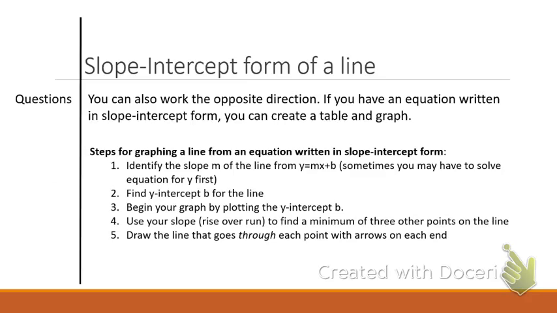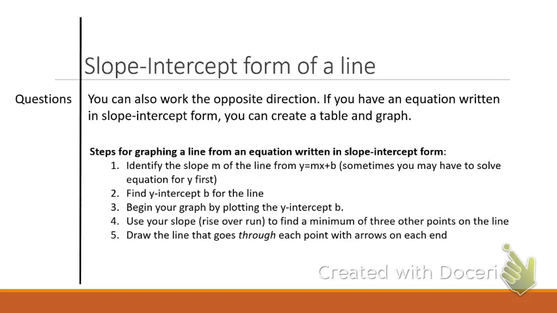So those are 3 quick examples we're looking at of writing equations from a table, a graph, and just any random 2 points. But what happens if I want to go the other way? What if they give me an equation and tell me the graph? Well, the process will be the same.